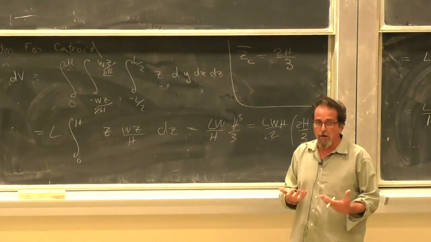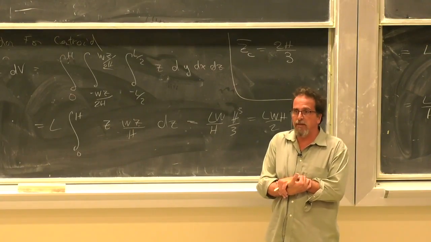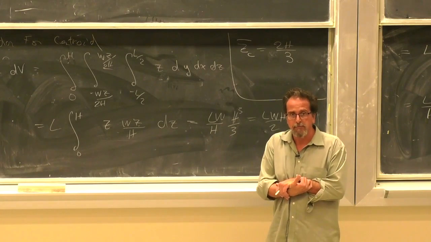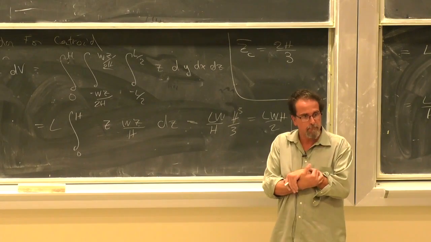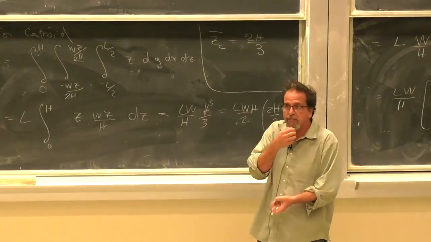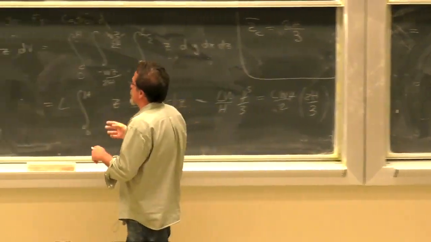If delta 0 is bigger than delta h, where do you expect the center of mass to be? Above or below the centroid? Below. If it's heavier at the bottom than it is at the top, you expect the center of mass to be below the centroid. So let's do the center of mass computation.